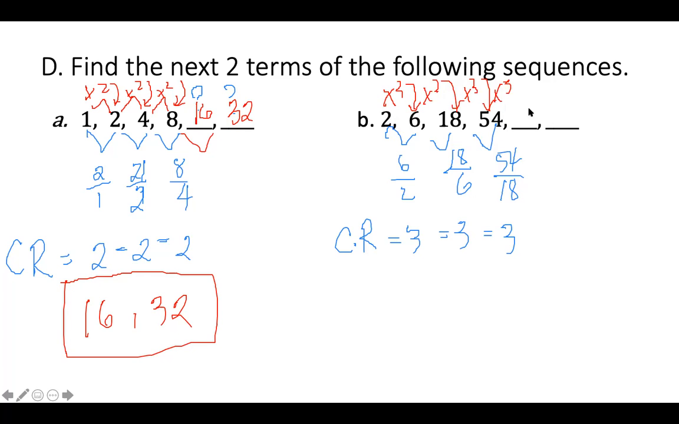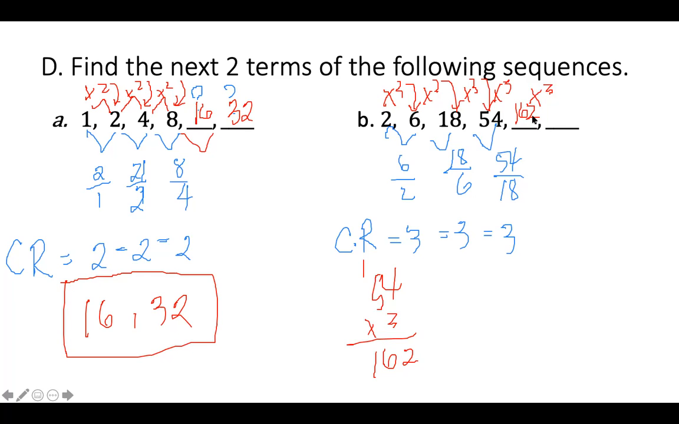So 54 times 3 is equal to, what's this? That's 162, right? 3 times 4, 12. So let's check. 54 times 3: 12, carry 1. 3 times 5, 15 plus 1, that's 16. So 162. And for us to get the next term here, we need to multiply this by 3.